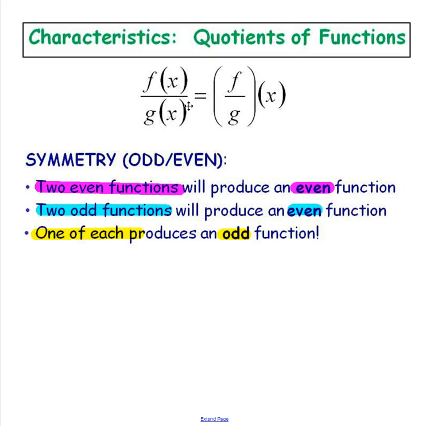All right, and again, if you have two even functions that are being divided, you're going to get an even function. If you have two odd functions that are being divided, you're still going to get an even function. And just like before, if you have one of each and you end up dividing them, you're going to get an odd function. Okay, so this was a very quick lesson.